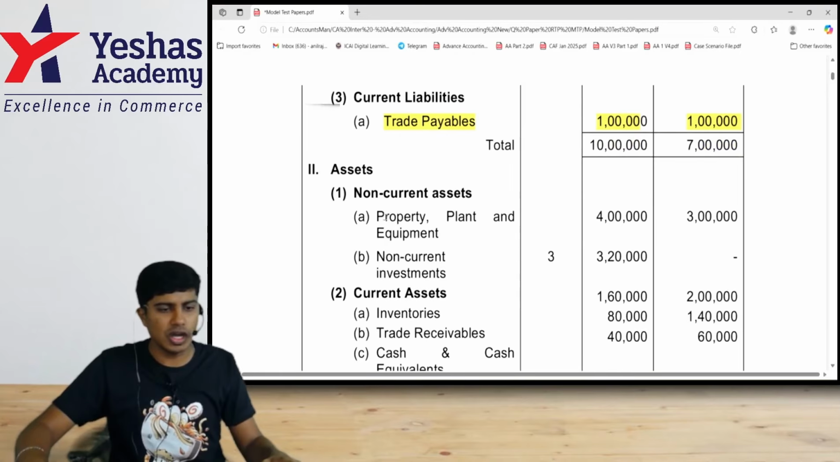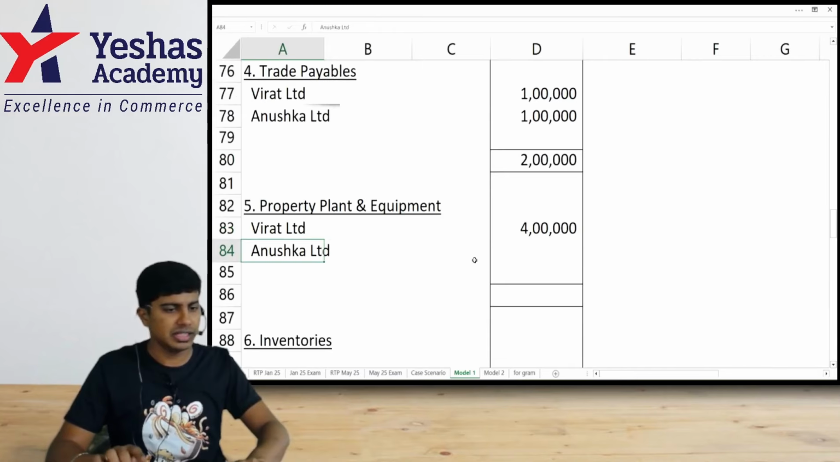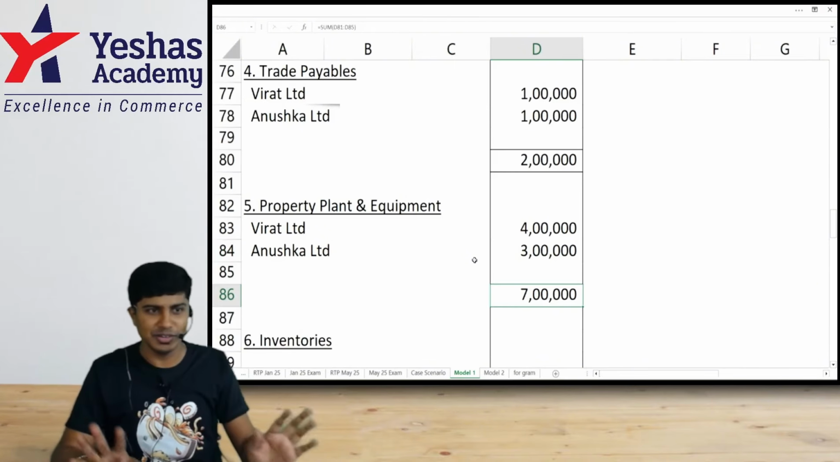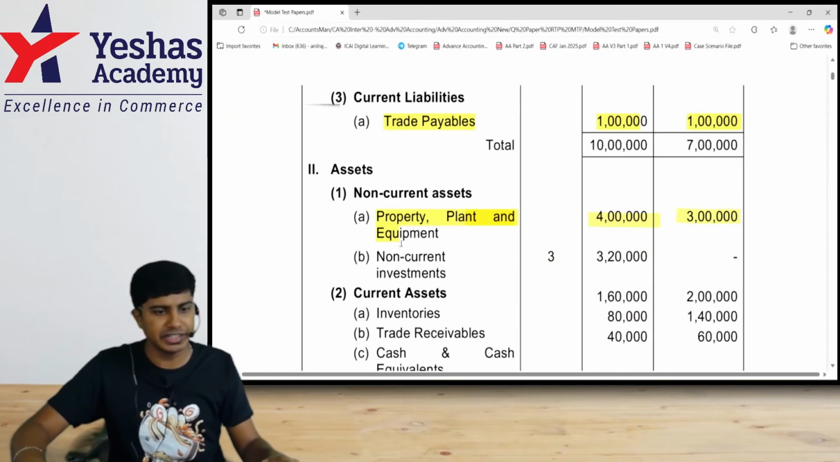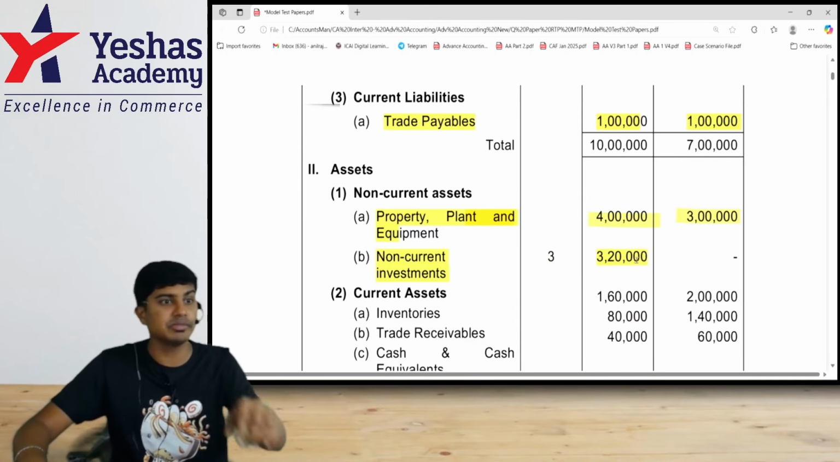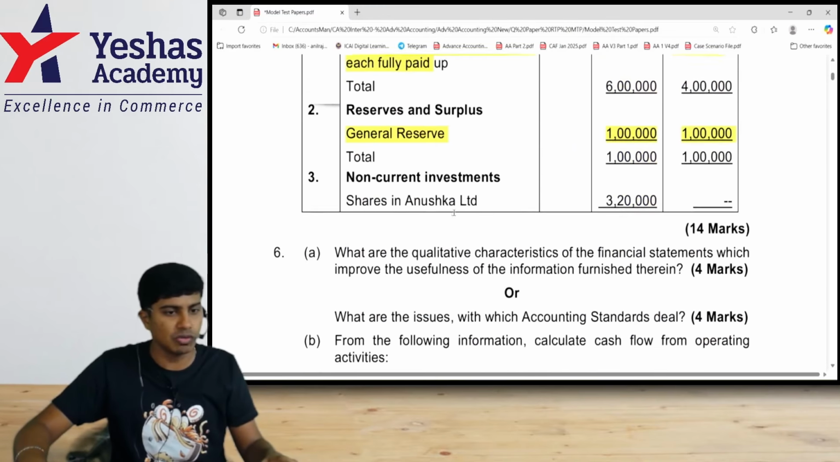Then we have with us non-current assets, PPE. PPE is 4 lakh and 3 lakh. Do we have any revaluation, depreciation? No adjustment. 4 lakh of Virat, then 3 lakh of Anushka, together 7 will become total value. Keep it just like that. We'll post it to balance sheet later. Non-current investments of Virat is 3 lakh 20. This is investment in Anushka. Let's see that note number 3, if there is anything else also involved.